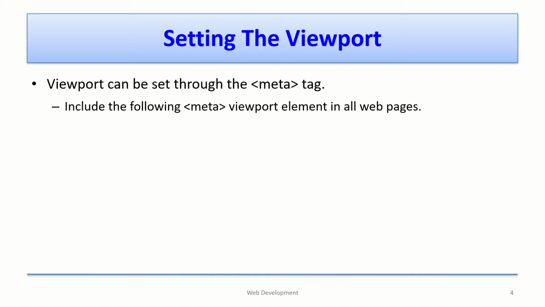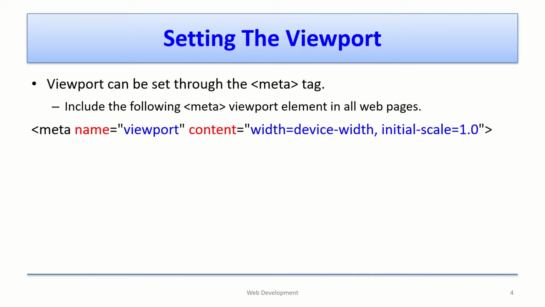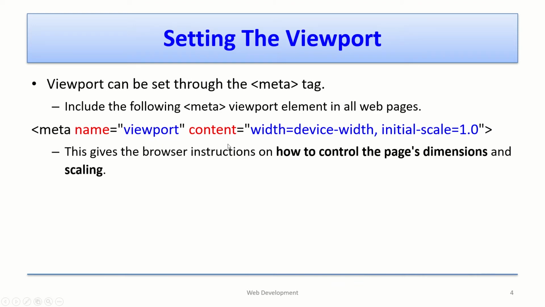So include the following meta viewport element in all web pages. This is how we set the viewport in web design. We can use the meta tag, then the name is viewport. Now we are going to set the viewport, and then we can set the content. This gives the browser instructions on how to control the web page's dimensions and scaling on various devices.